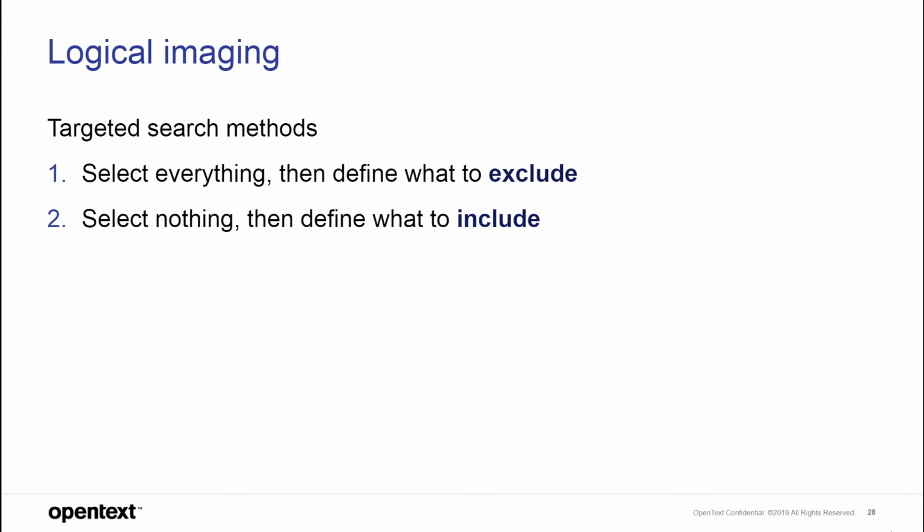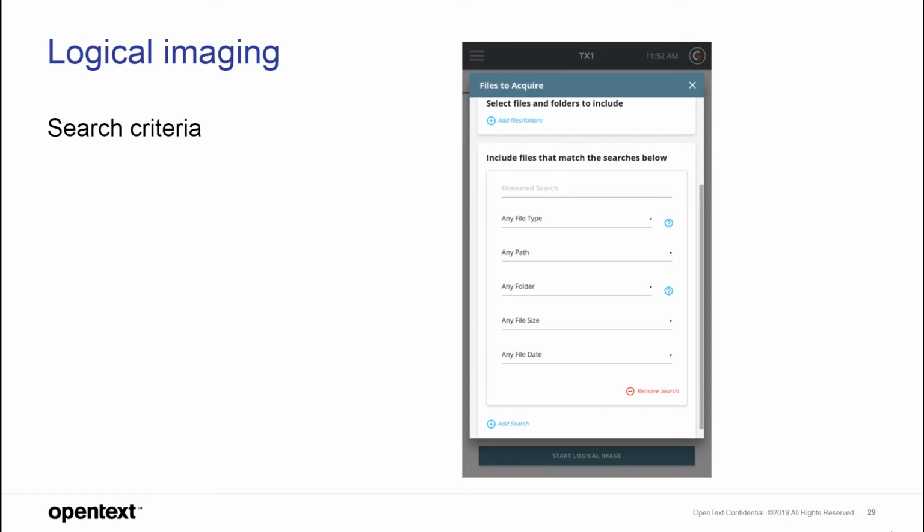In the same way, TX1 gives you the flexibility to begin your search by choosing whether to start with all the files and exclude the ones that you know you don't want, leaving only the files you might want, or to begin your search with nothing and set up one or more search parameters to include only the files you might want. It's simple, elegant, and flexible, which is just the way we like it. And we think you'll like it too.